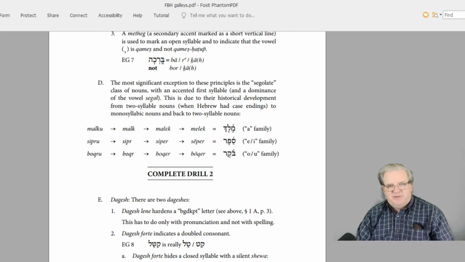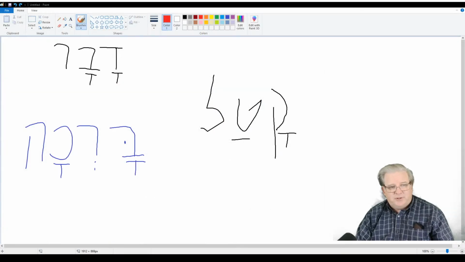Historical development stuff, yes. A number of exceptional rules, exceptional words violate the rules. And here's how I kind of cut the Gordian knot for you. When you see the segolate class of nouns and also verbs, but that's later, don't syllabify. Well, how do you know if it's a segolate? Well, pretty easy. You get a nice clue, and I'm going to draw up here.